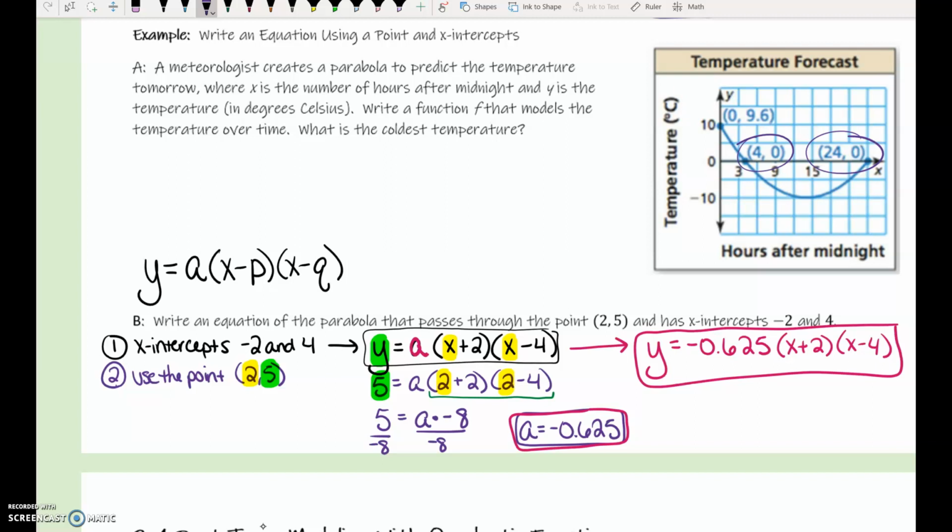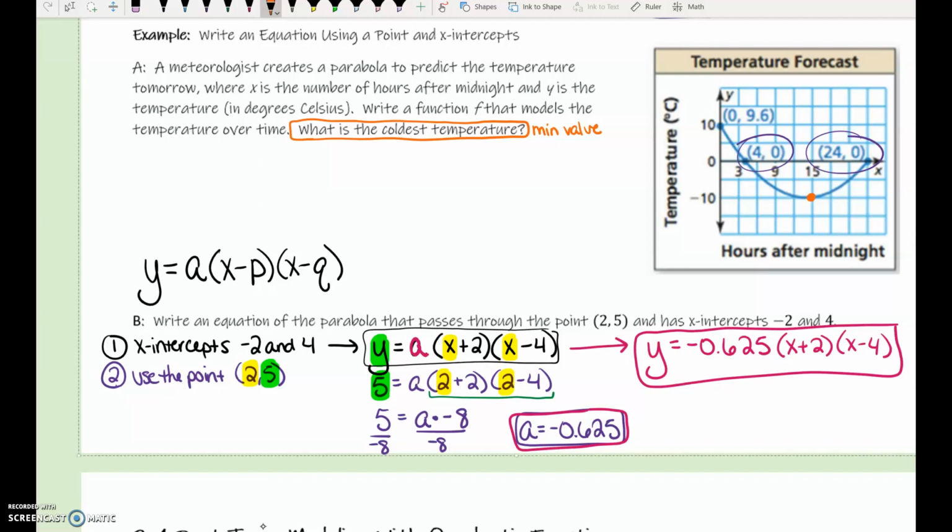So the first step of that is just exactly what we just did. Plug in your intercepts, then plug in your point, solve for a, and then replace a in that first step. The second part of this says, what is the coldest temperature? That question is asking for the minimum value of this parabola. The minimum value happens here at the vertex.